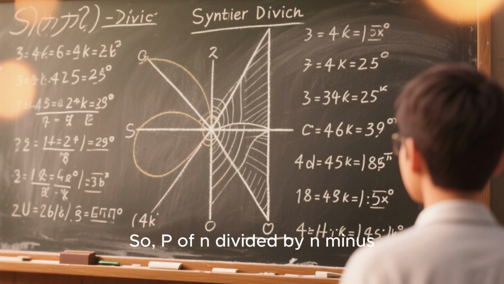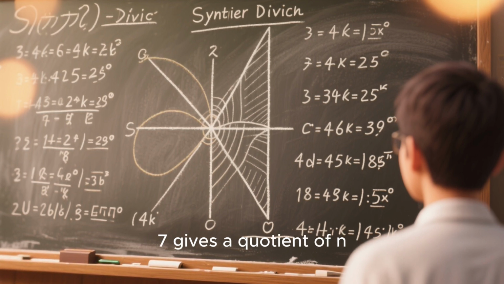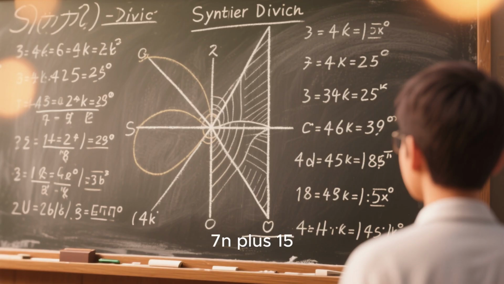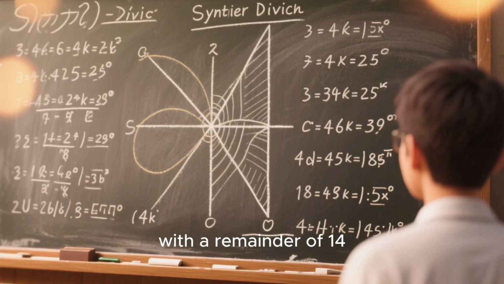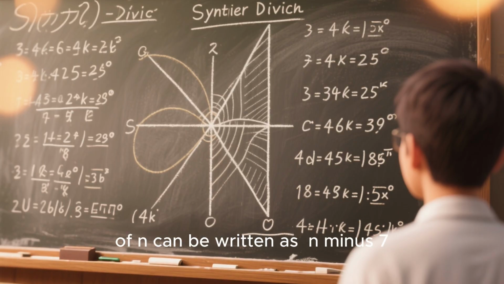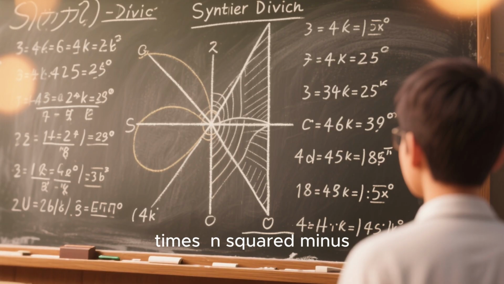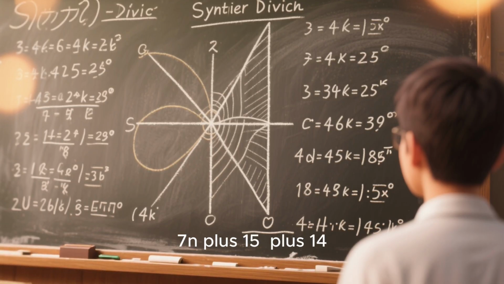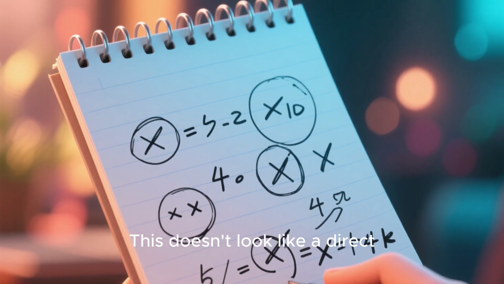So, P of n divided by n minus 7 gives a quotient of n squared minus 7n plus 15 with a remainder of 14. This means P of n can be written as (n minus 7) times (n squared minus 7n plus 15) plus 14. This doesn't look like a direct factorization.